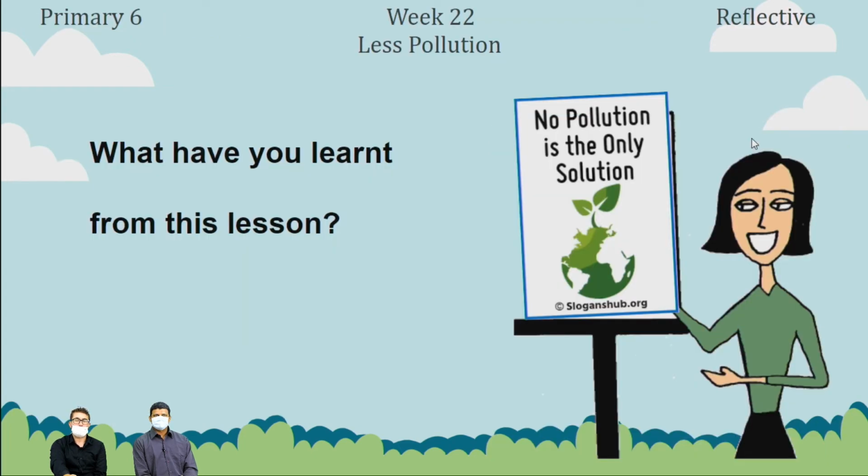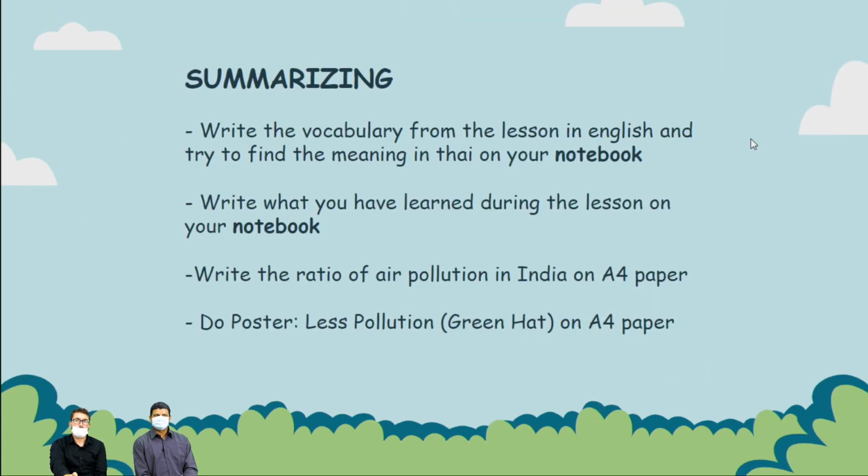What have you learned from this lesson? Write everything down on your notebook. Then don't forget to write the meaning in Thai and in English. Okay, and the thinking tool, make sure you are able to use the 3 R's for your poster. The topic is less pollution. And at the back of your thinking tool, write the ratio of the air pollution in India, what happened to the air pollution after COVID-19 lockdown. Okay, and do this on an A4 size paper, and you can bring it back to school when you come back.